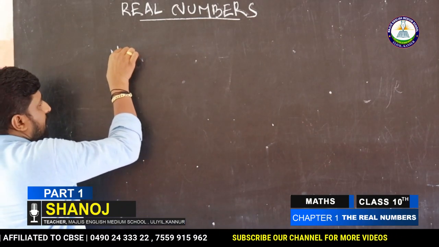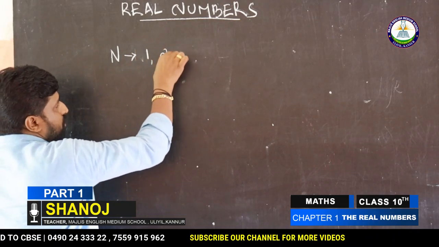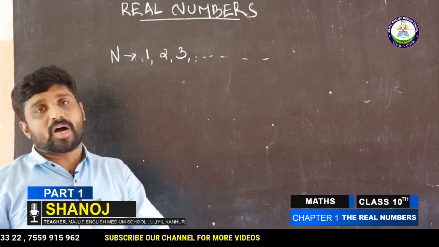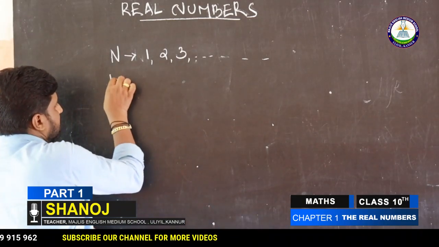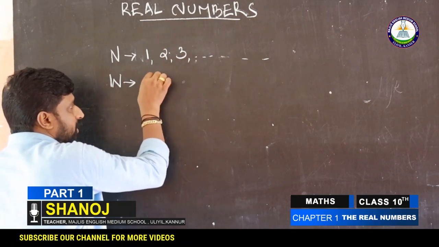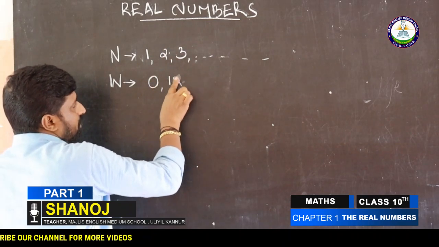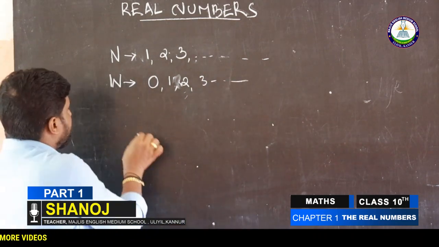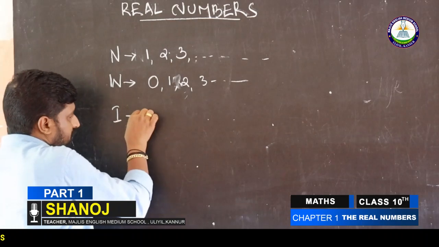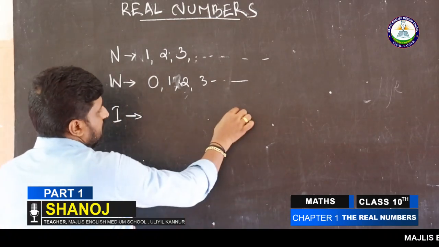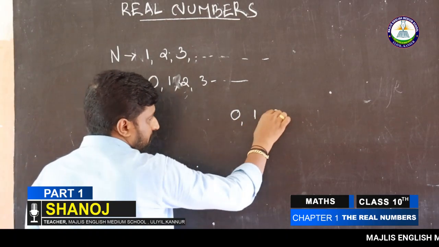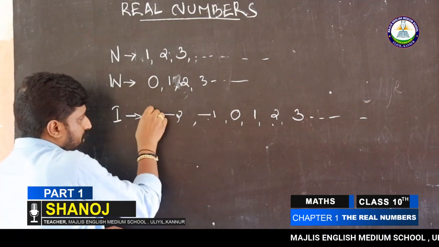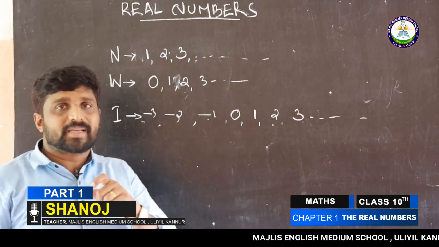This is natural numbers. N is actually 1, 2, 3, etc., like this. This is known as natural numbers, otherwise counting numbers. Then these are whole numbers: natural numbers including 0, that is 0, 1, 2, 3 like that. Then integers. Integers means 0 is already there, then positive numbers 1, 2, 3 like this, and this side also negative 1, negative 2, negative 3 like that. That is known as integers.